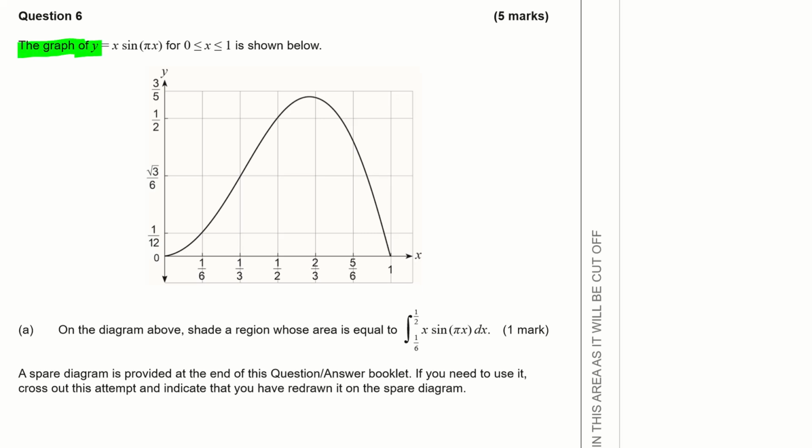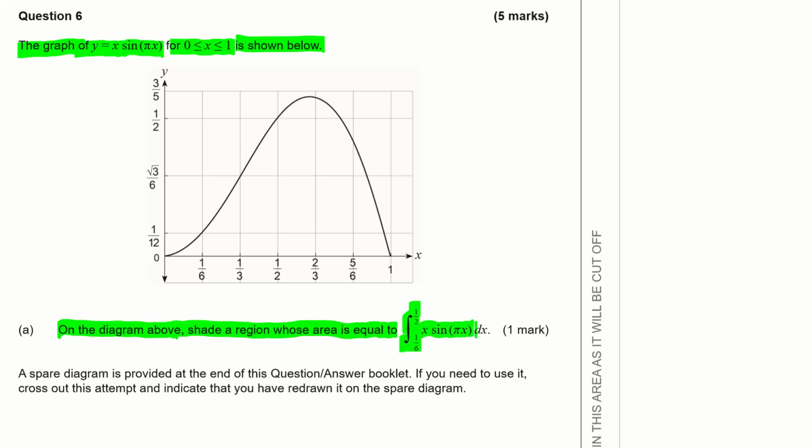The graph of y equals x sine pi x for values of x from 0 to 1 is shown below. On the diagram above, shade a region whose area is equal to the integral from 1/6 to a half of x sine pi x dx. So we just need to go from 1/6 to a half, and that is the area that we are going to shade.